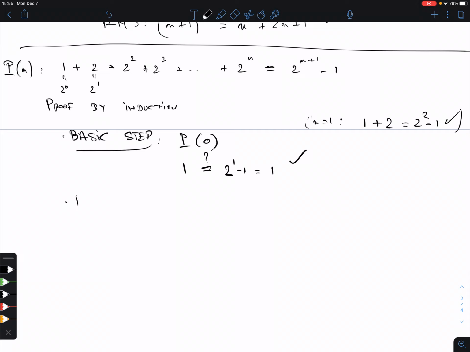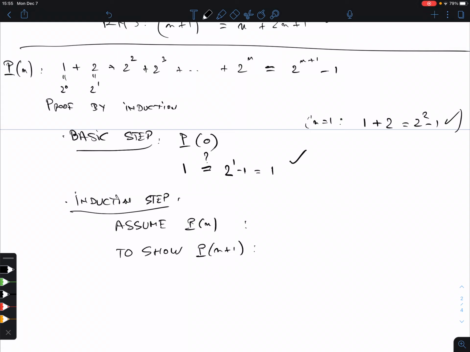Okay, now what is the induction step? The induction step is we assume Pn and to show Pn plus 1. So what is Pn? That is the statement that 1 plus 2 plus dot dot dot plus 2 to the n is equal to 2 to the n plus 1 minus 1. So again, I make this green. This is something we know, so we accept it.